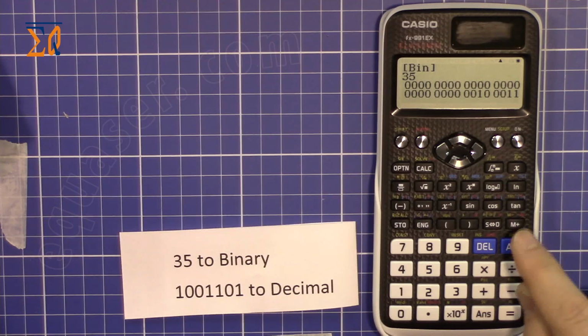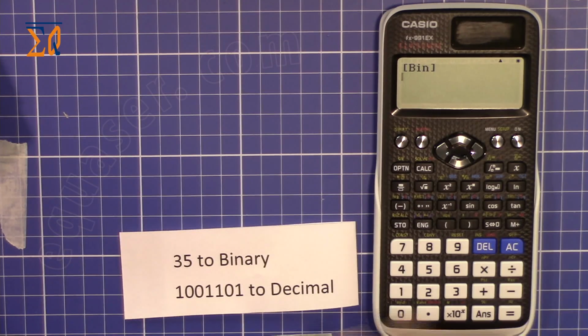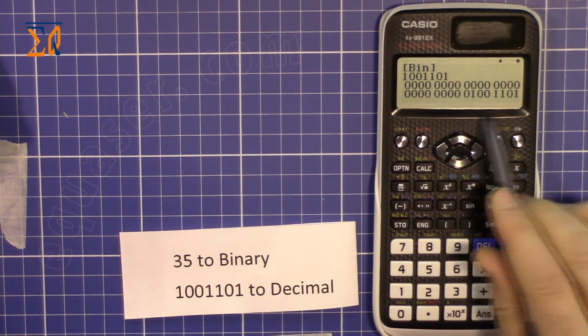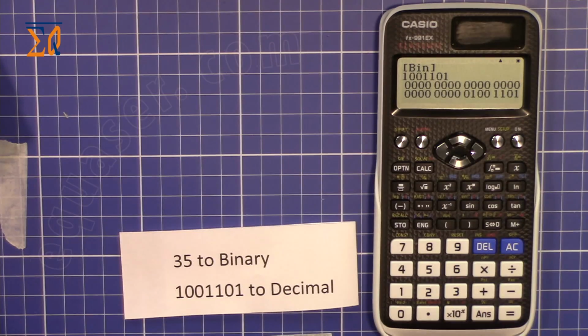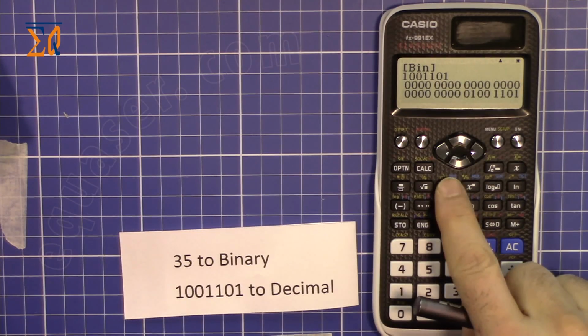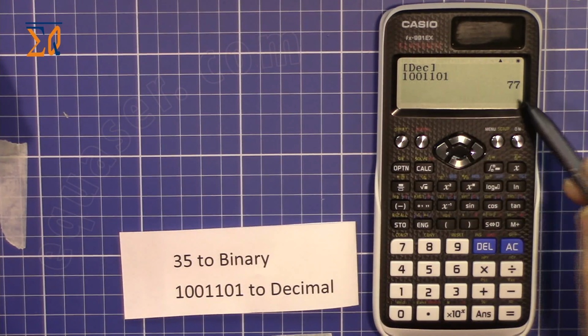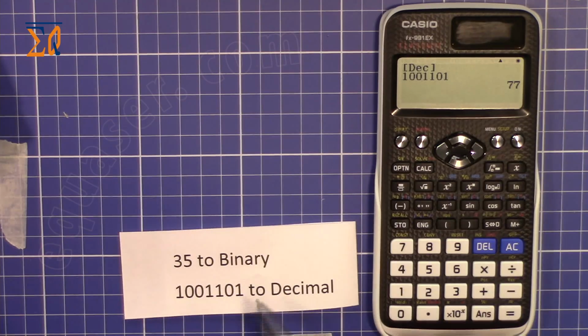So let's go for the other conversion, binary to decimal. Now we are in binary, press all clear, AC. So 1001101. I enter the value and then equal. Now this is in binary. To convert it to decimal, just press this button. So now this is 77, the value converted.